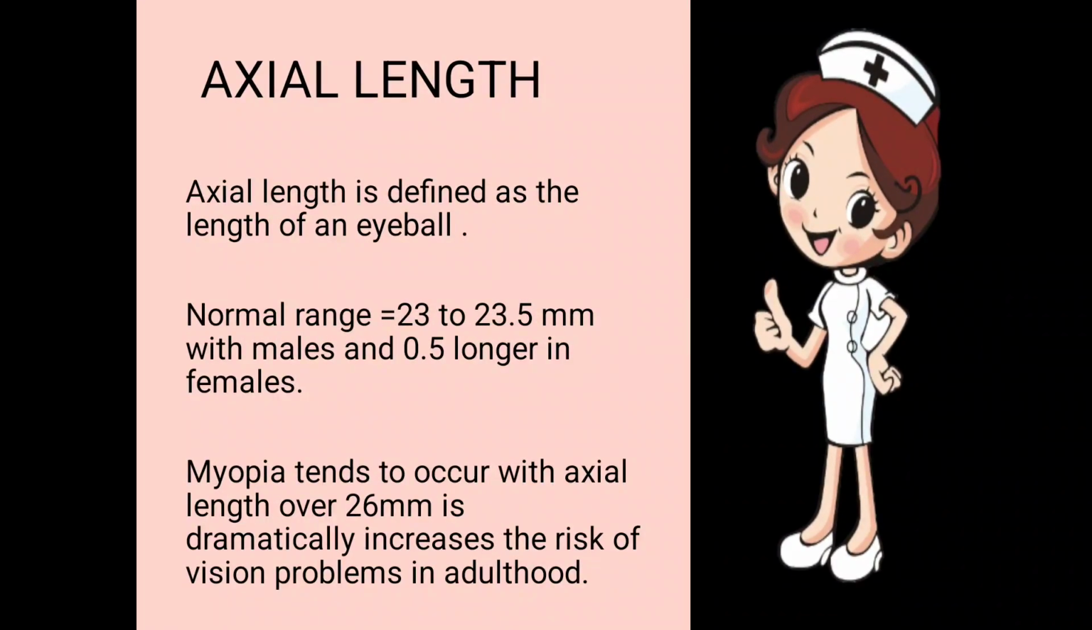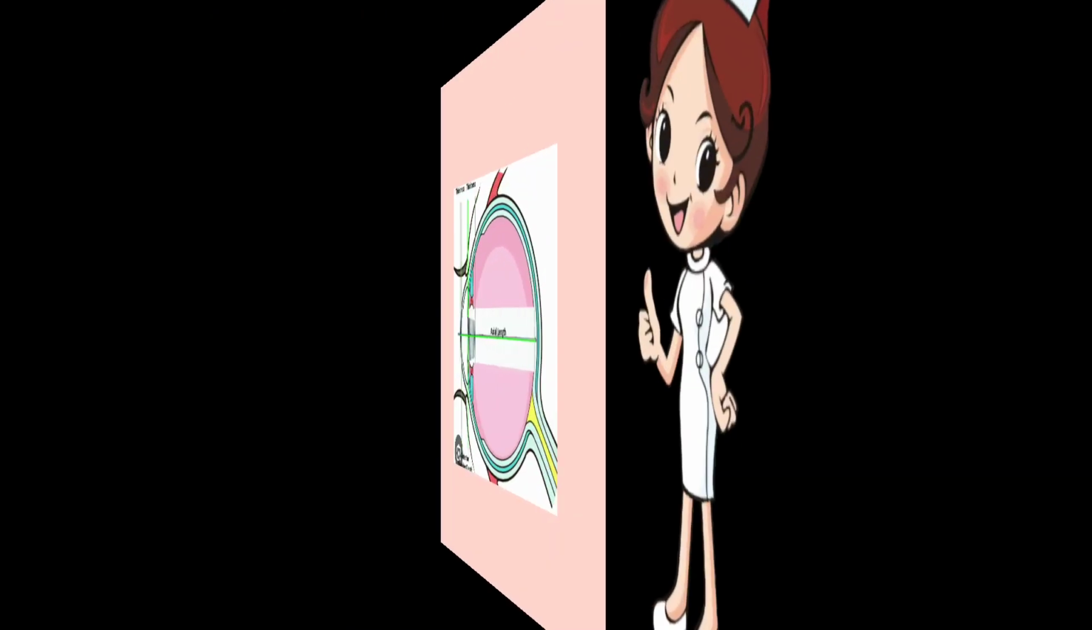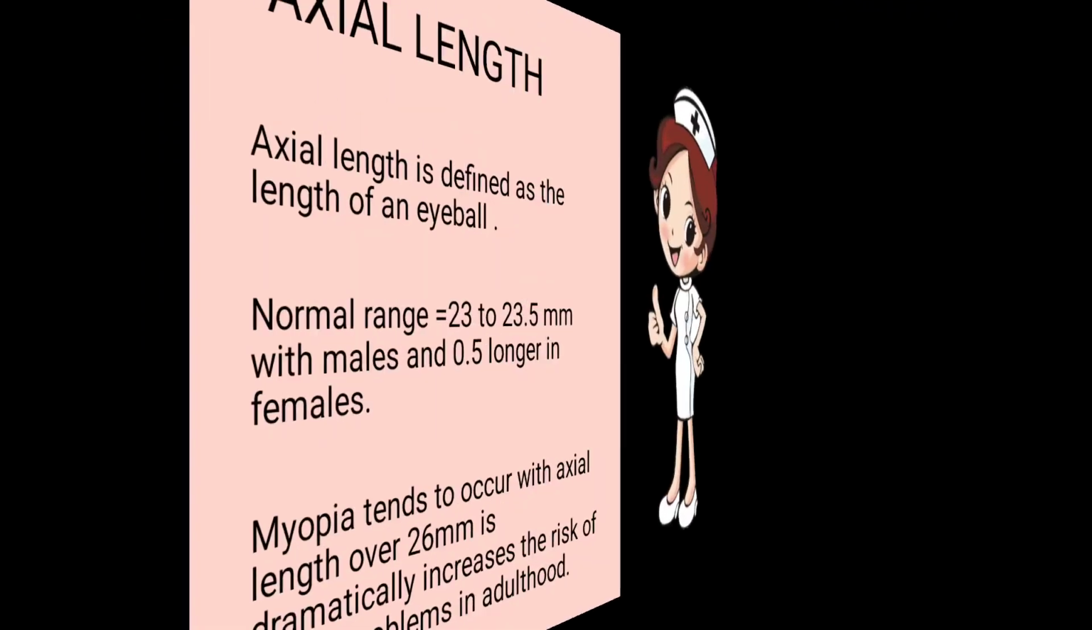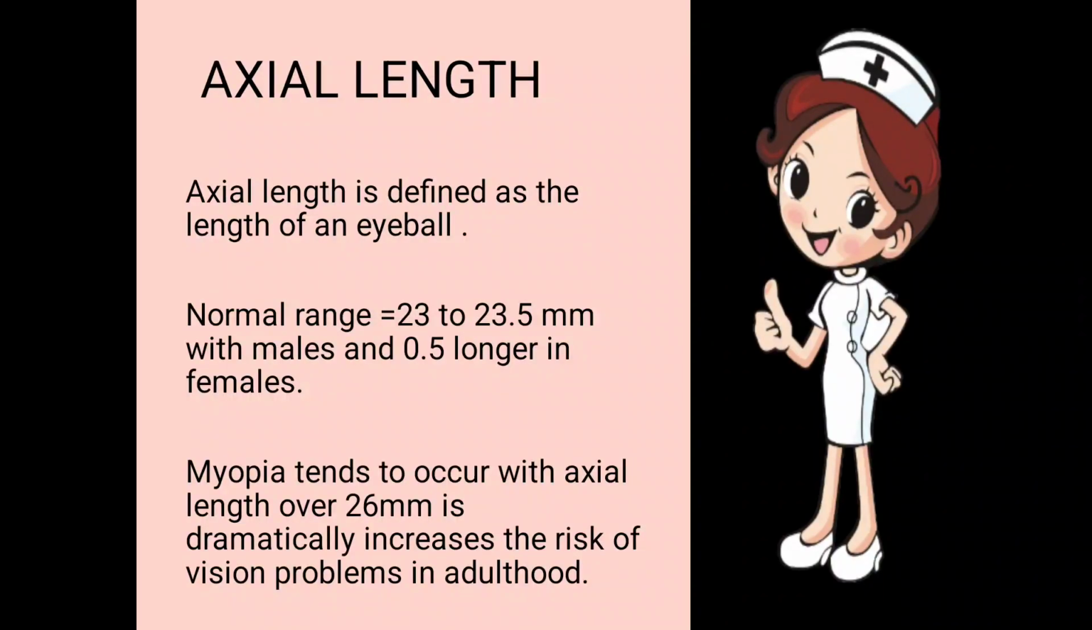What is the axial length? Axial length is defined as the length of the eyeball, which is very important while taking the measurement of the eye. It starts from the cornea and ends at the retina. This is the total or overall length of the eyeball, which is very important while doing biometry. The normal range of the axial length is 23.00 to 23.5 mm in males and 0.5 longer in females.